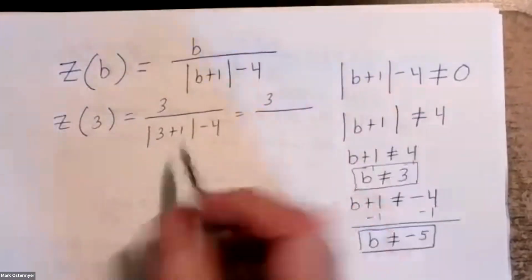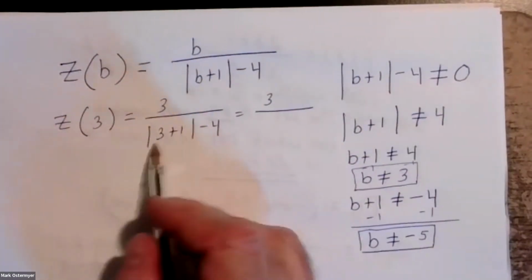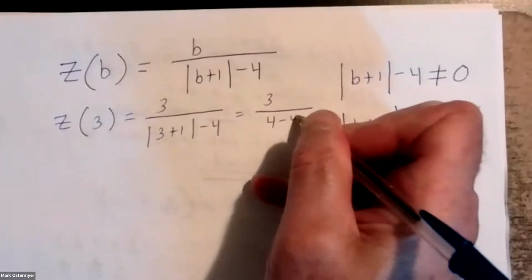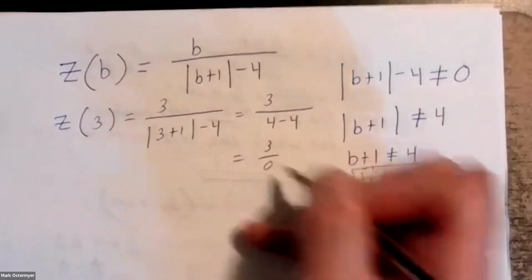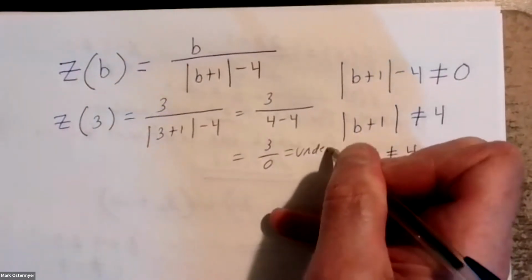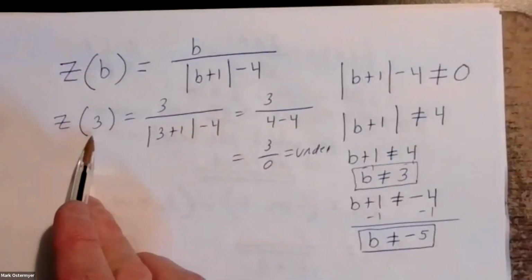Well, this is 3 plus 1, which is 4. What's the absolute value of 4? 4. Uh-oh, what happens in the denominator? It becomes 0. This is what? Undefined. 3 must be excluded from the domain.